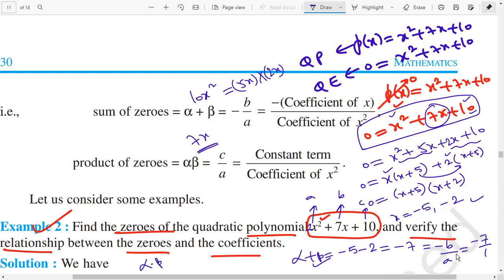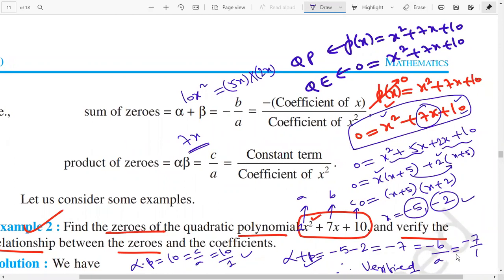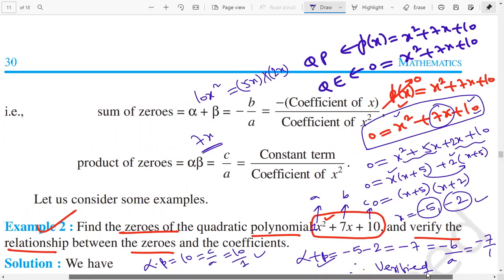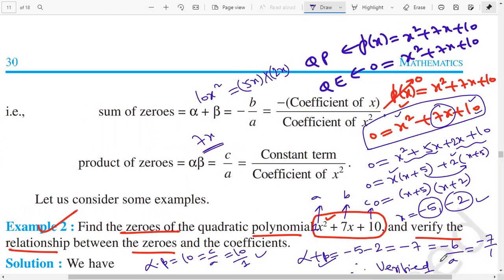And alpha into beta is basically 10, because alpha is minus 5 and beta is minus 2, minus times minus gives plus 10, and that is equal to c by a. C is 10, so 10 by a, and a is 1, so the value matches. That is verified. Hence we can write verified. Verified means both zeros and coefficients are verified. Verifying means we have to check the formula. If alpha plus beta is equal to minus b by a, it is coming, then it is verified. And alpha beta should equal c by a, then it is verified.